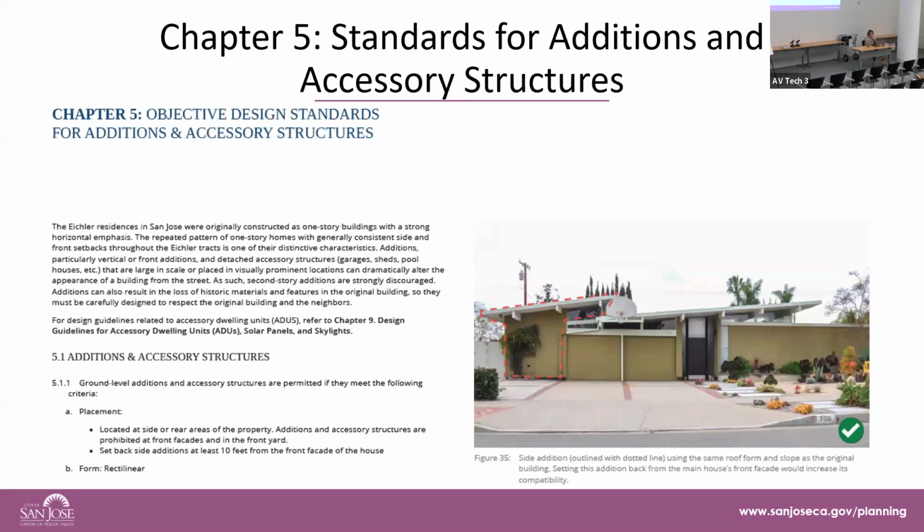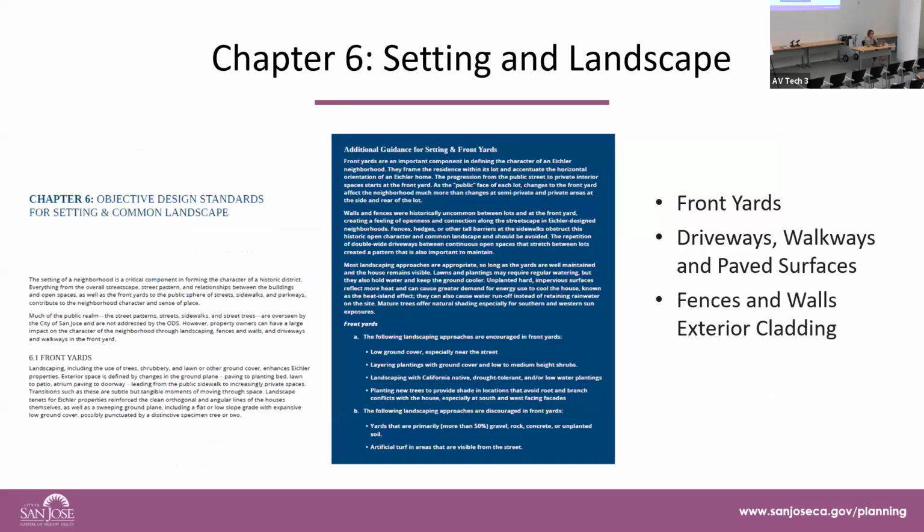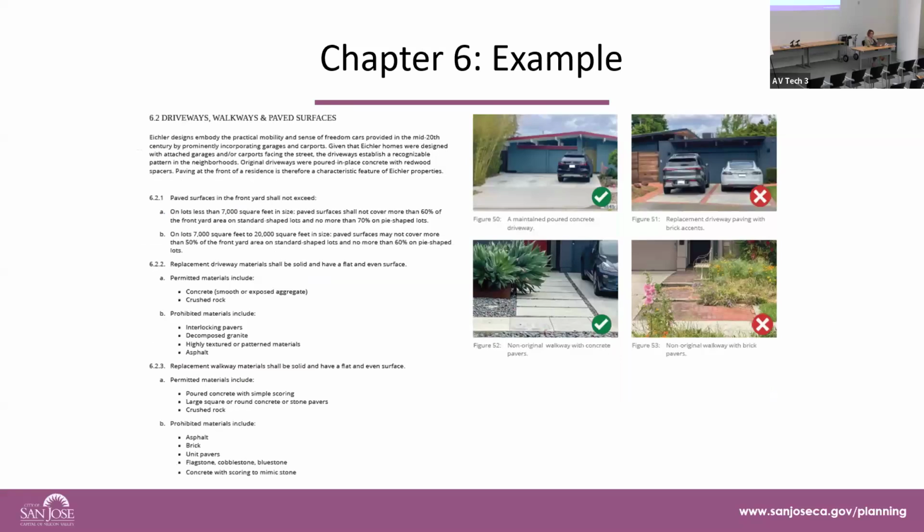Chapter 5 talks about standards for additions and accessory structures. The examples that are provided give sort of a visual example of compatible additions and some second story additions that should be avoided. Chapter 6 talks about setting and landscape. As I said, it goes over things that are character defining for the front yards, the walkways, driveways, paved surfaces, fences, and exterior cladding. Again, examples about the driveway and walkways and what we're looking for and what should be avoided.